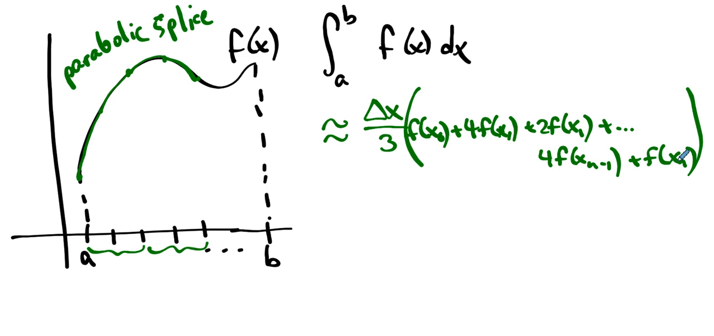That's Simpson's rule. So it's a delta x over 3 instead of a delta x over 2. And it doesn't go 1, 2, 2, 2, 2, 2. It goes 1, 4, 2, 4, 2, 4, 2, 4, 2, 4, 1. I will illustrate.